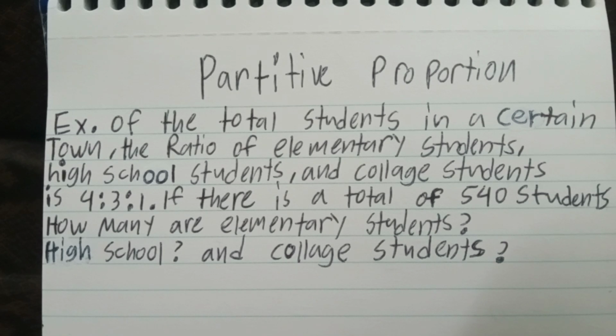And for our last and final topic, we have the partitive proportion. So let's proceed to our example. Of the total students in a certain town, the ratio of elementary students, high school students, and college students is 4:3:1. If there is a total of 540 students, how many are elementary students, high school students, and college students?